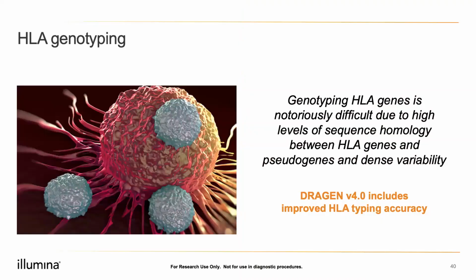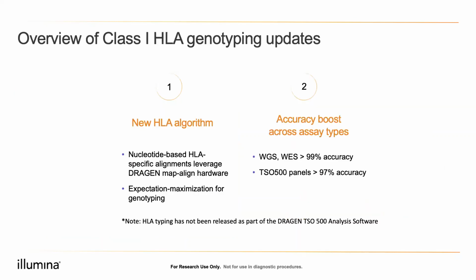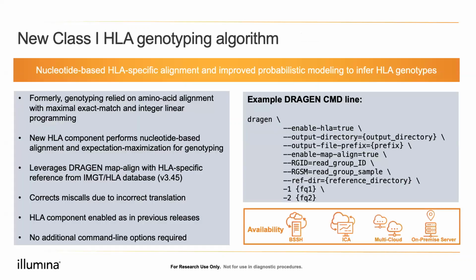All right, so HLA genotyping is notoriously difficult due to high levels of sequence homology between HLA genes and pseudogenes, as well as dense variability. DRAGEN version 4.0 includes improved HLA typing accuracy. So we've introduced a new nucleotide-based alignment and expectation maximization for genotyping, which leads to over 99% accuracy for WGS and whole exome sequencing, and about 97% accuracy on TSO 500 panels.